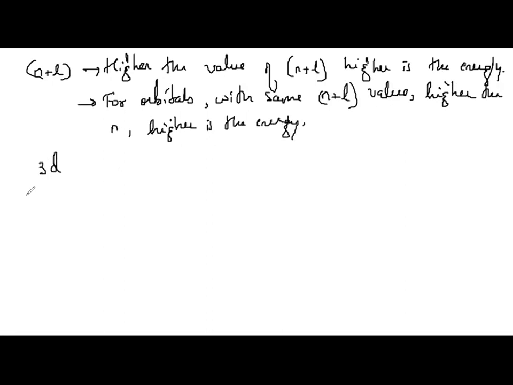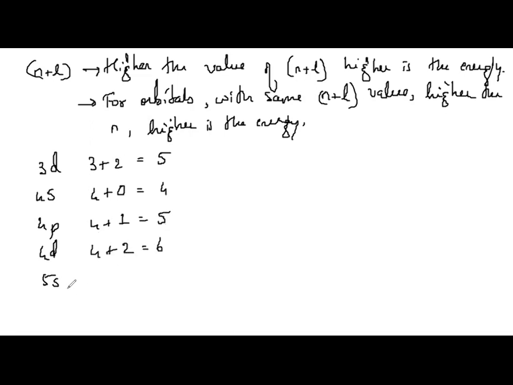All the orbitals are there: 3d, 4s, 4p, 4d, 5s. So 3d, n plus L: 3 plus 2, it is 5. 4s: 4 plus 0, it is 4. 4d: 4 plus 2, it is 6. Sorry, p is 1. So 4p: 4 plus 1 is 5. 4d: 4 plus 2, it is 6. 5s: 5 plus 0, it is 5. So here, the lowest energy orbital is which one? It is 4s.